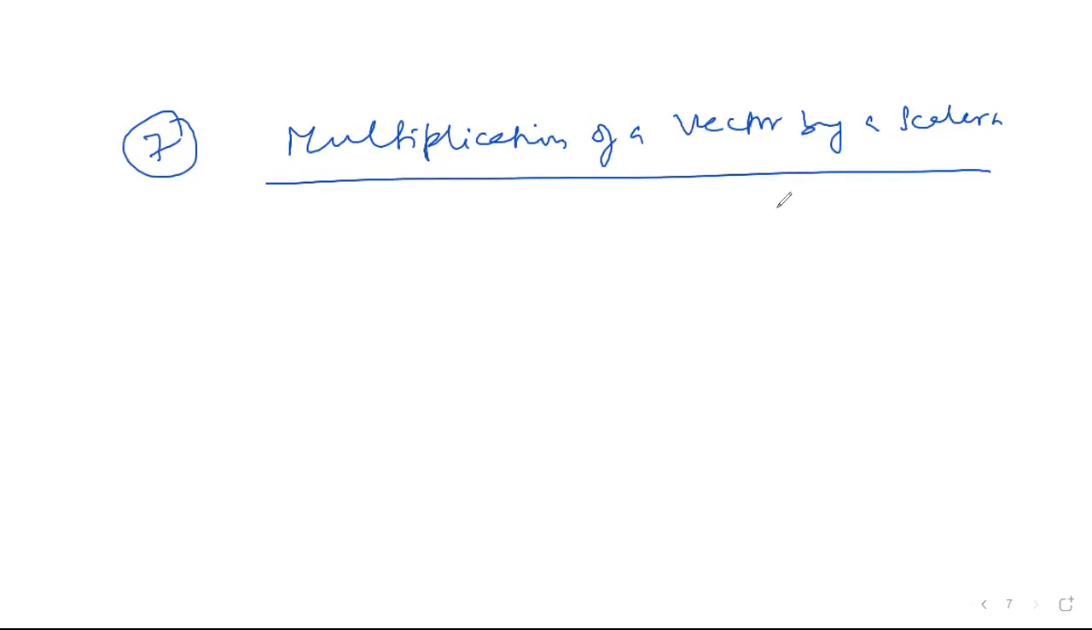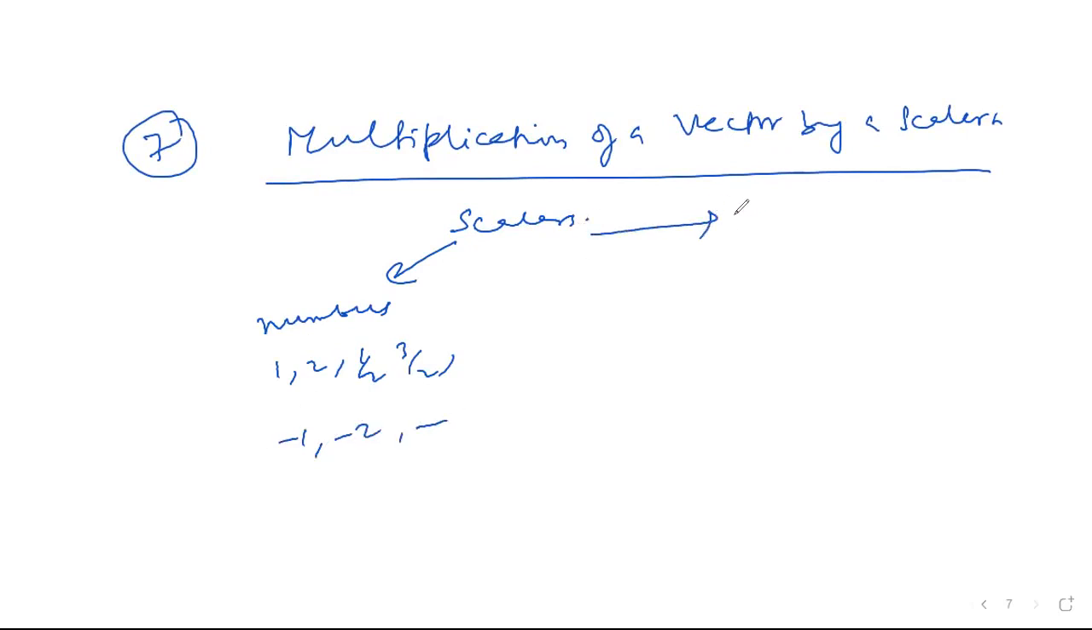Scalars are of two kinds. One is just numbers, like 1, 2, half, 3/2, or they can be negative -1, -2, and so on. Second is scalars, which are quantities which have units. For example, mass, time. They are scalars, but they have units. They are just not numbers. For example, if you express mass, you will express it in, for example, kgs. You will write 2 kg, 3 kg, half kg. Same goes for time. 1 second, 1.5 second, right?